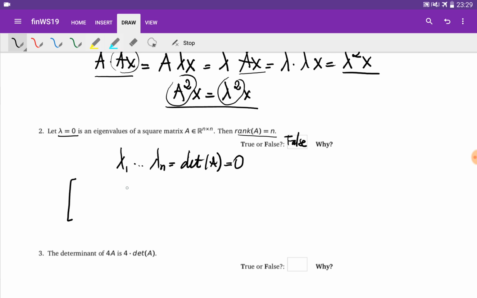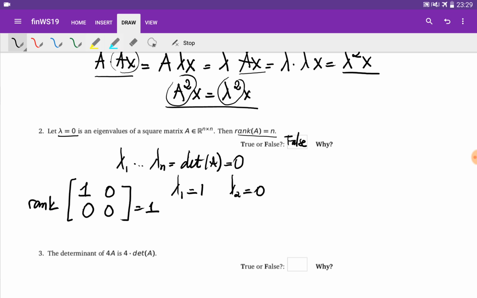So for example, we know that for upper triangular matrices, the eigenvalues are on the diagonal, so we can just draw this matrix. For this matrix, the first eigenvalue is equal to 1, the second one is equal to 0, and we see that the rank of this matrix is equal to 1 because there is only one pivot column in this matrix.